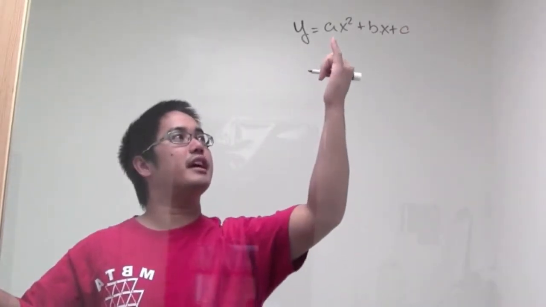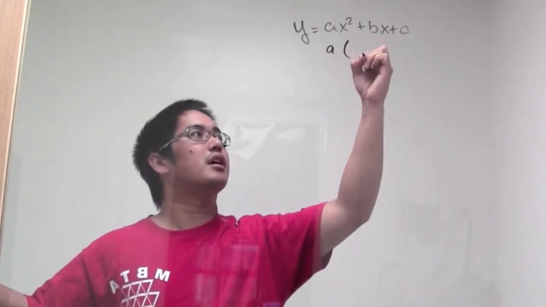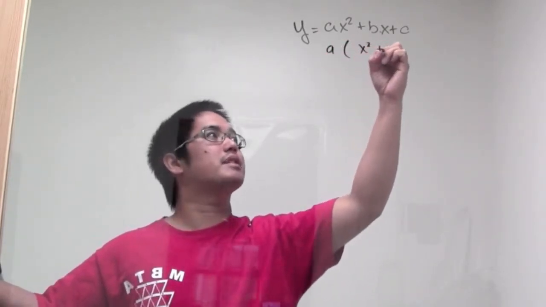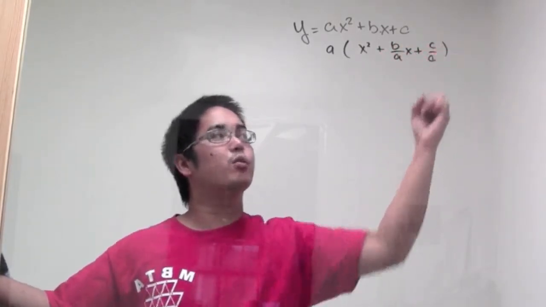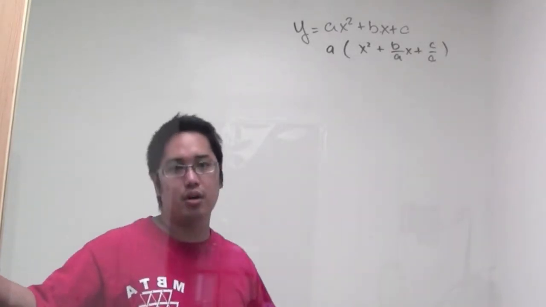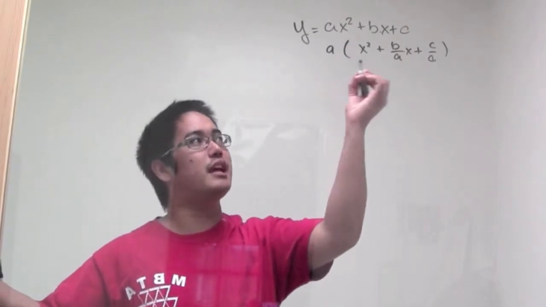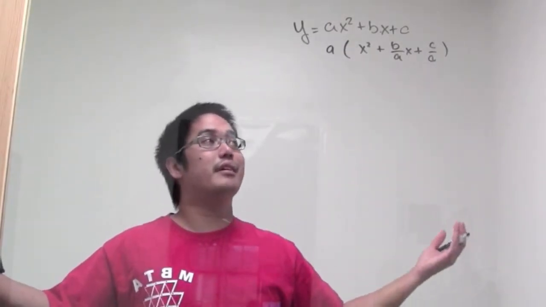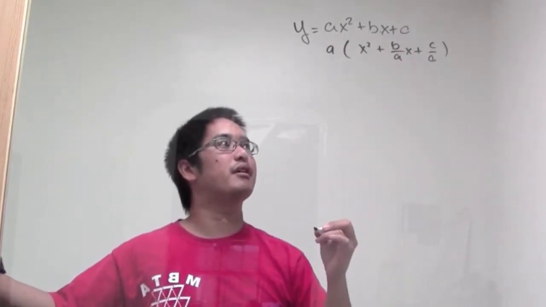I'm going to pull out an a out of here. So I've got a times x squared plus b over a times x plus c over a. And I'll warn you, some of the moves I'm going to be doing are kind of weird. Just go with it for now. But technically I didn't do anything wrong, because if you distribute this a back in here, it becomes the step right above.